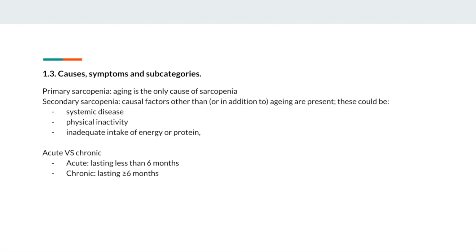Based on its duration, sarcopenia can be acute or chronic. When it lasts less than 6 months, it is considered acute. On the other hand, sarcopenia is considered chronic once it lasts 6 months or longer. Acute sarcopenia is often related to an acute illness or injury, while chronic sarcopenia is associated with chronic and progressive conditions. Chronic sarcopenia increases risks of death.